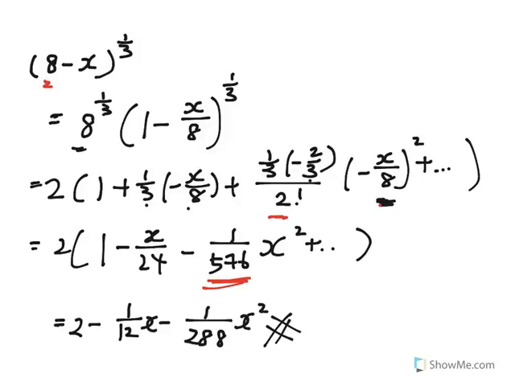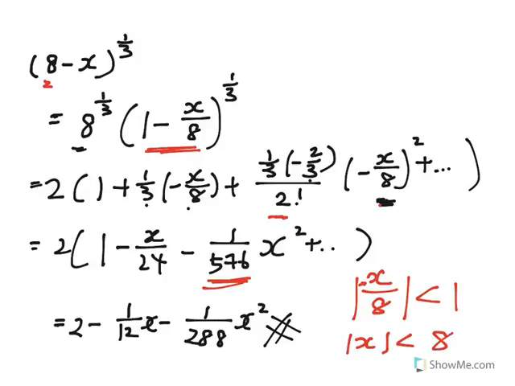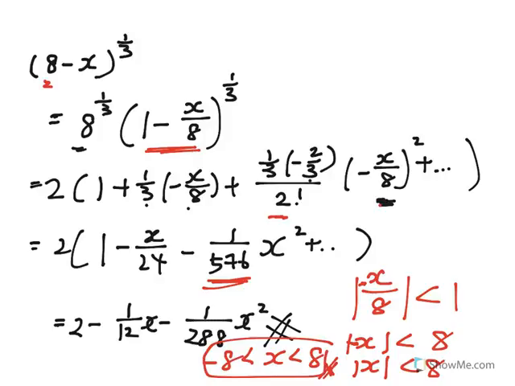Alright, what is it valid for? Again, to see a validity range, we just need to observe this. The variable term must be less than the constant term, so modulus of x over 8, we want it to be less than 1. Negative x and x give the same modulus, so this is the same as modulus x less than 8. And this means that x is between negative 8 and 8. So this is the validity range. Always remember you must write the validity range.